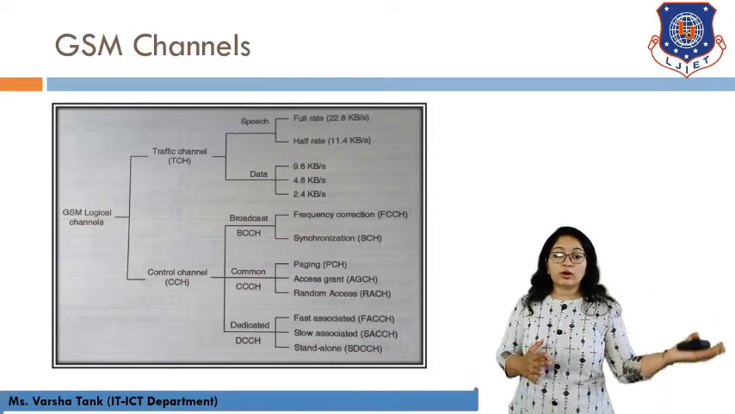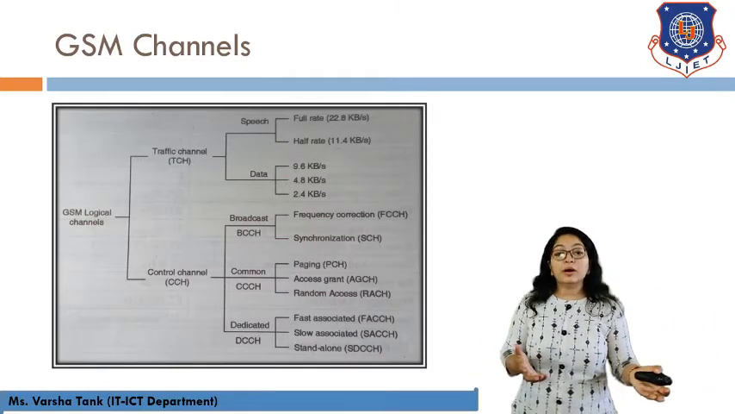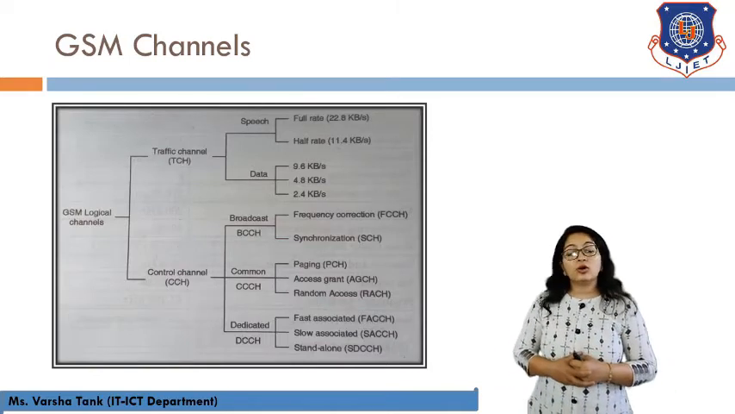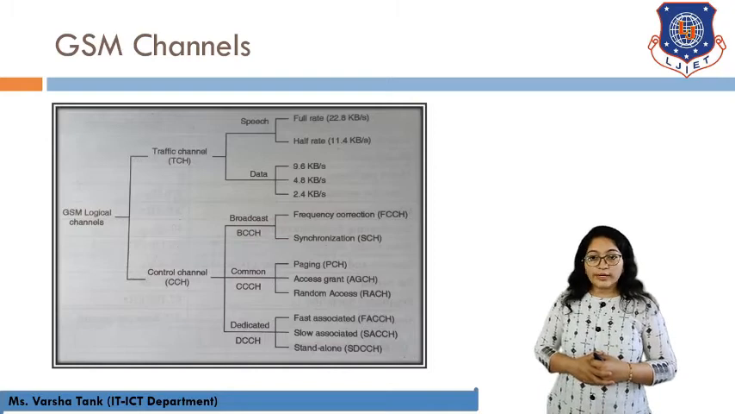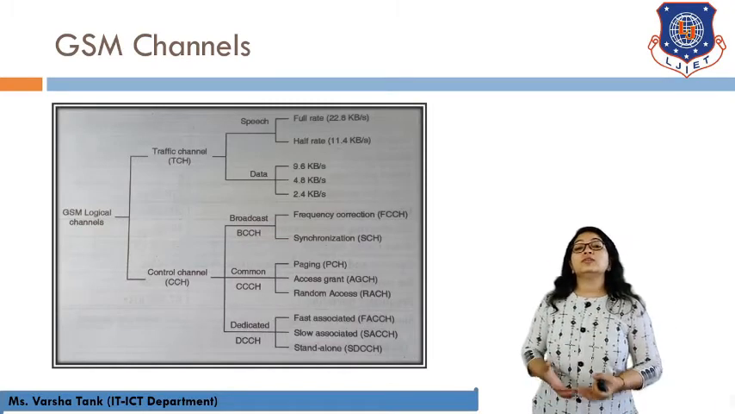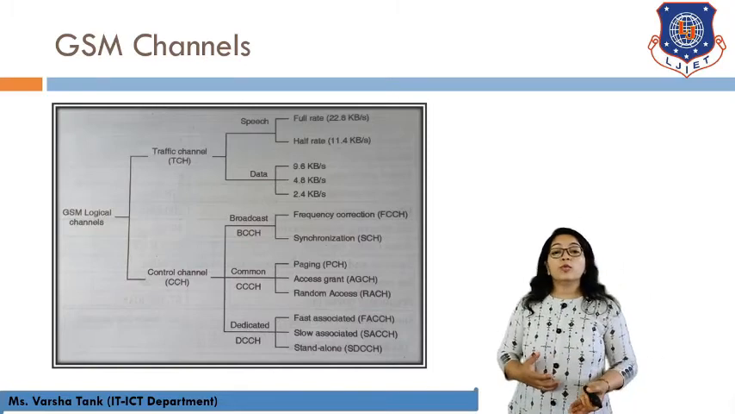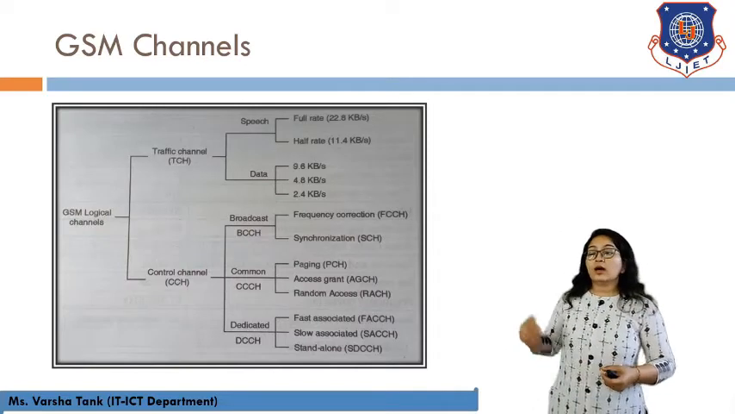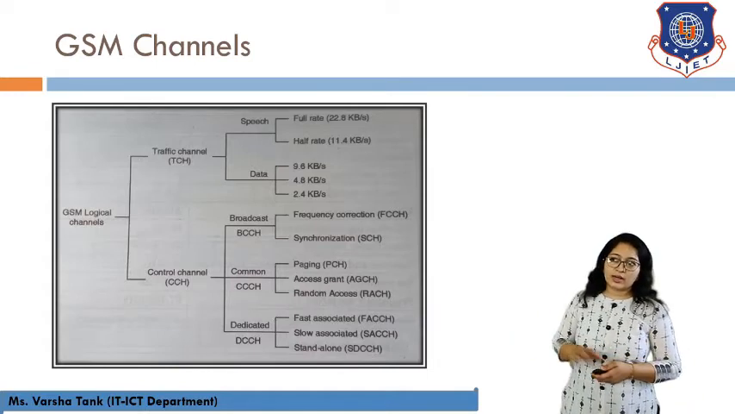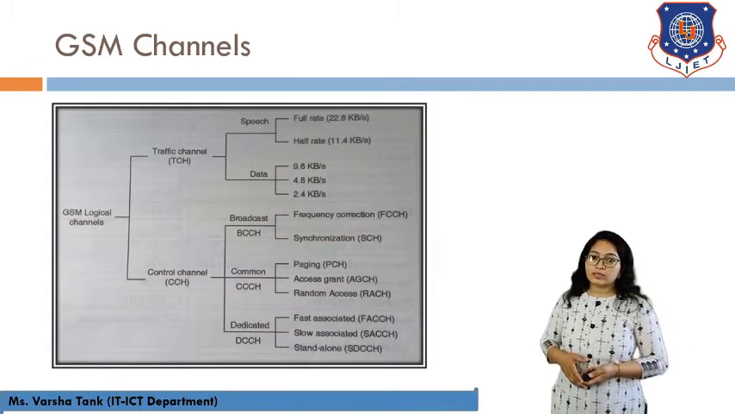And then next is the standalone dedicated control channel. When you are going to establish the connection between you and your friend for the talking purpose, the channel that is allocated to you is known as the standalone dedicated control channel. Got it? So these are the different types of GSM channels used in the GSM architecture to provide different functionalities from the mobile station to base station, from the base station to mobile station, and between two devices.